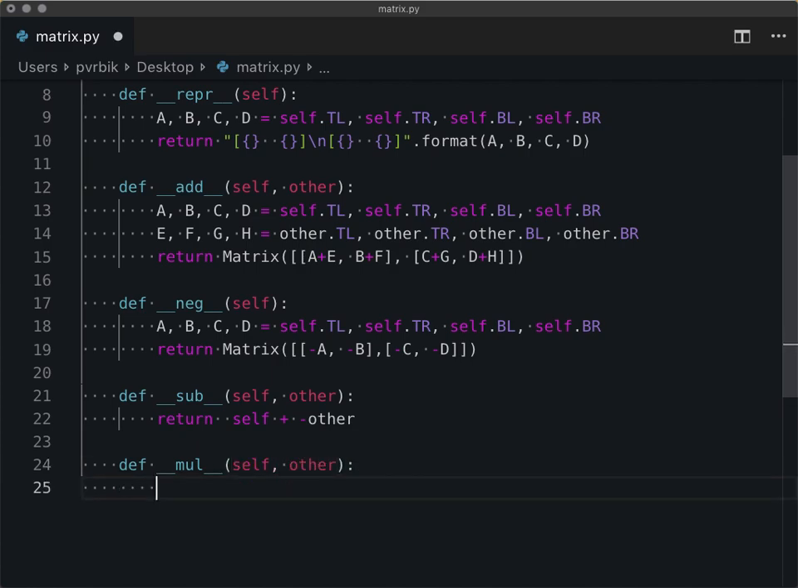How should we define the multiplication of two matrices? I'm surprised you guys don't already know this. I had to learn this in high school.